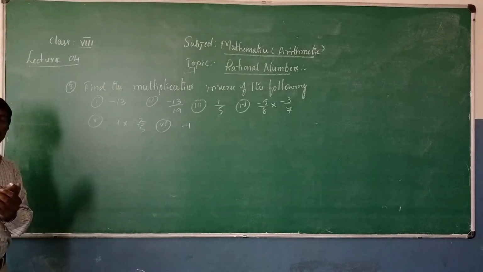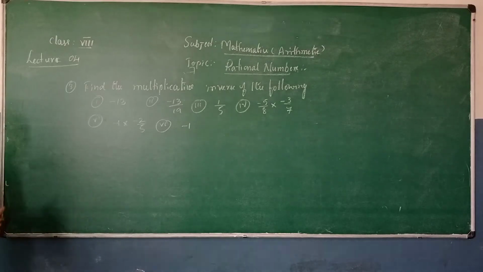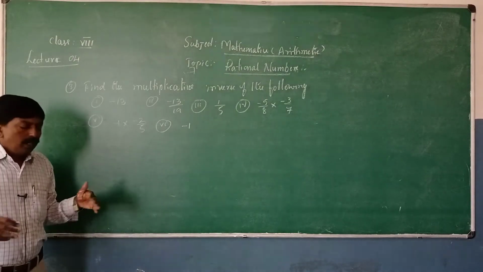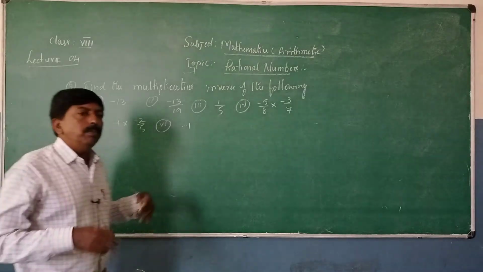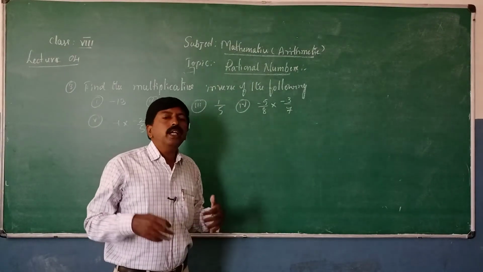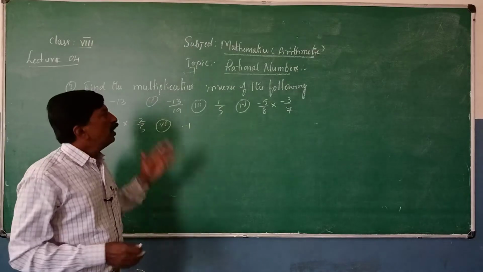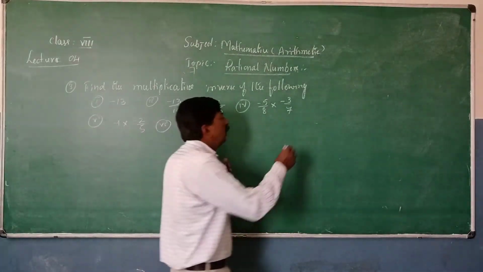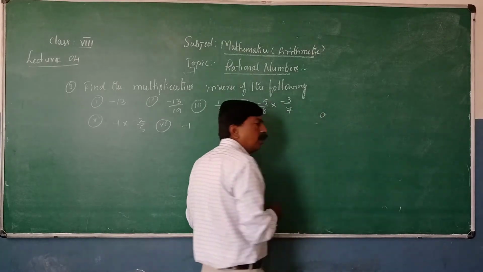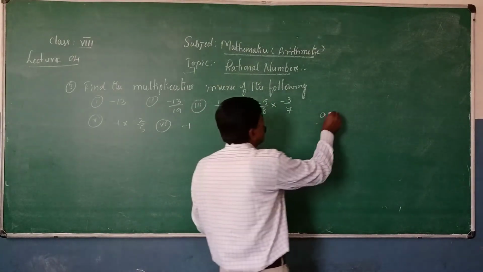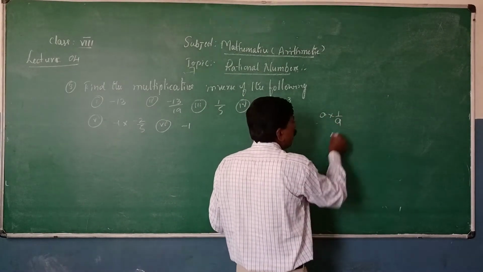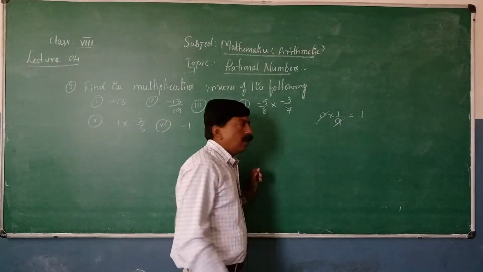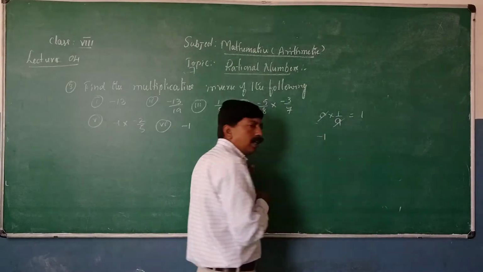What do you know about multiplicative inverse? In the last class we already learned. Multiplicative inverse means for any number, its reciprocal must be multiplied and you will get 1, because 1 is the multiplicative identity element. For example, A is a number, its multiplicative inverse is 1 by A, because A and A cancel and you will get 1. So minus 1 is a number.